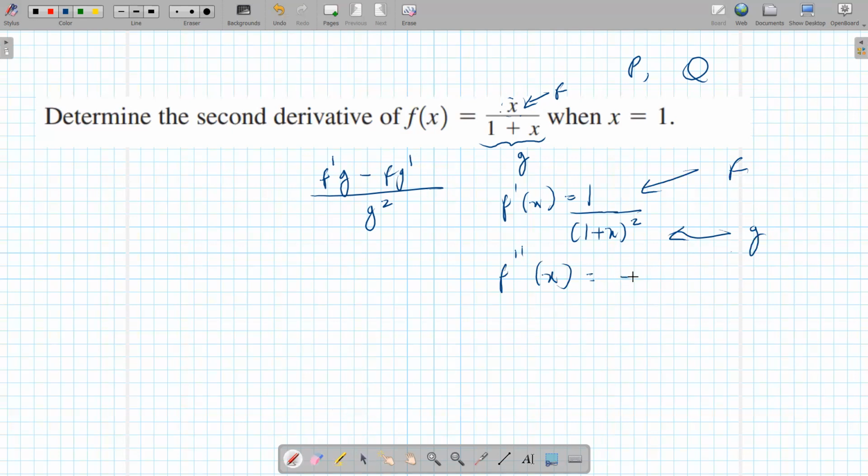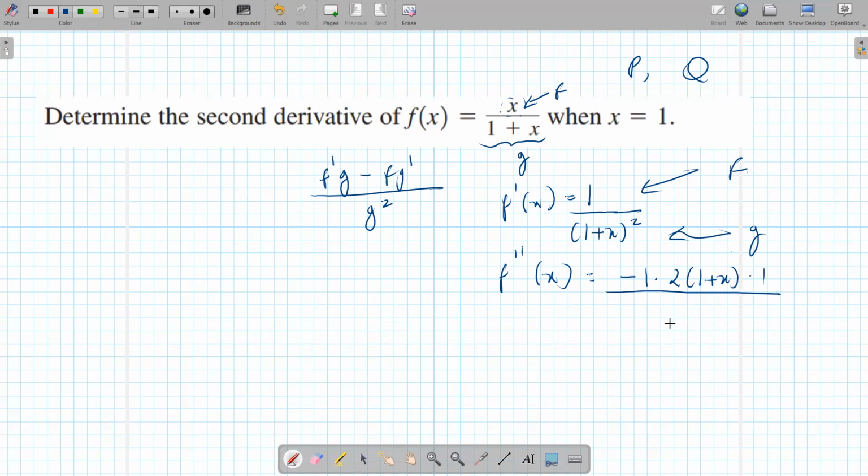Minus f as it is, so 1 as it is, times the derivative of the denominator, g prime. If g is 1 plus x squared, how do we go about finding g prime? You bring the 2 in the front, and then you'll get a 1 up there, right? And then you multiply this with the derivative of the inner bracket, which is still a 1, like that, all over this squared. Okay, this is going to be tricky.